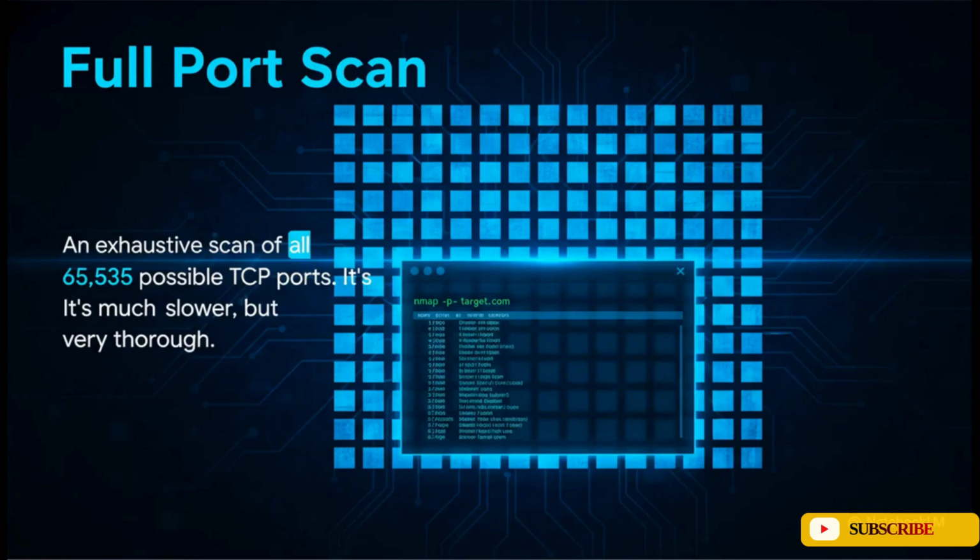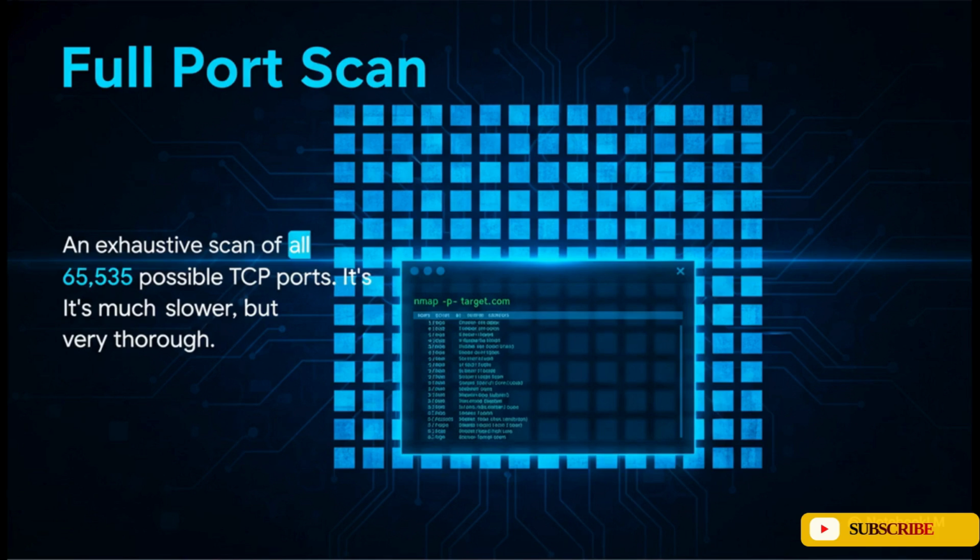But what if you're a completionist? What if you suspect a critical service is hiding on some weird non-standard port? That's when you bring out the -p flag. This tells Nmap, hey, forget the top 1,000. I want you to check every single one, all 65,535 of them.